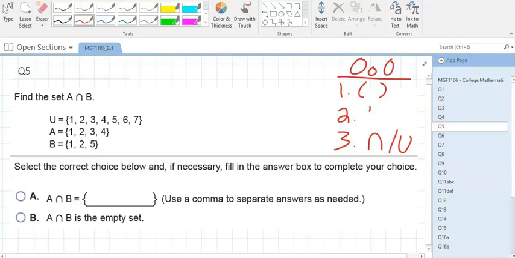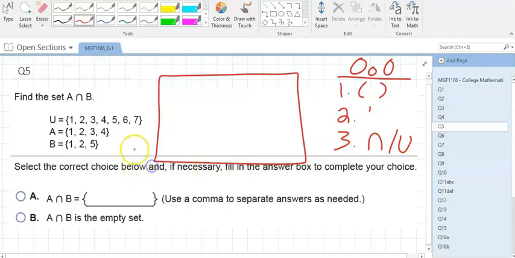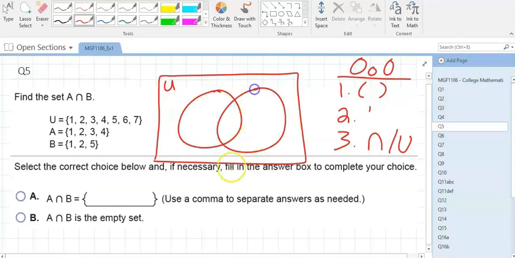Okay? So I'm going to make a Venn diagram first. The box represents the universe. And inside we will have 2 circles because we have 2 subsets over here. That's what the A and B are. They're your subsets.